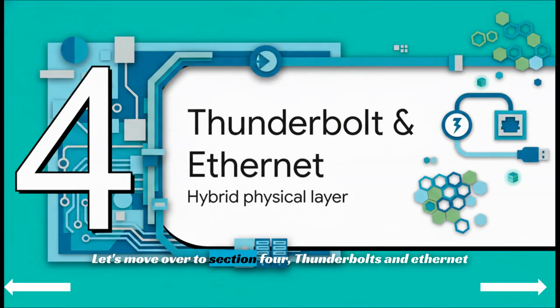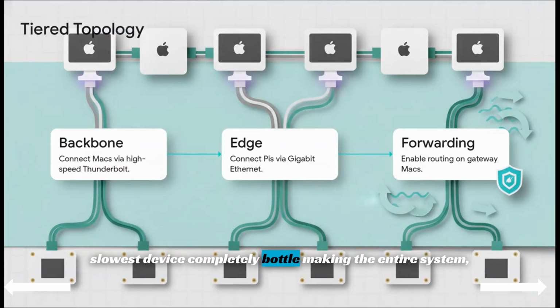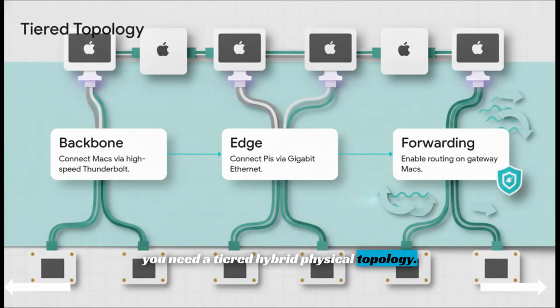Let's move over to section 4, Thunderbolt and Ethernet networks. Let's see how we build this hybrid physical layer. If you want to link highly diverse hardware without your slowest device completely bottlenecking the entire system, you need a tiered hybrid physical topology. First up, you build a high-speed backbone.